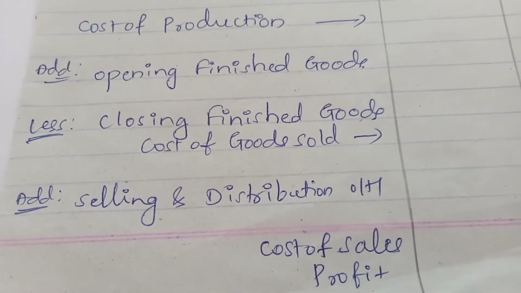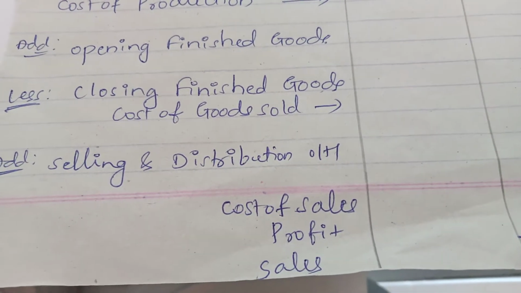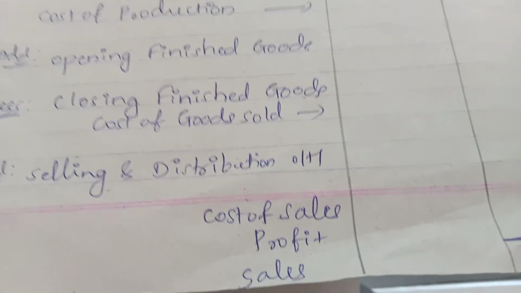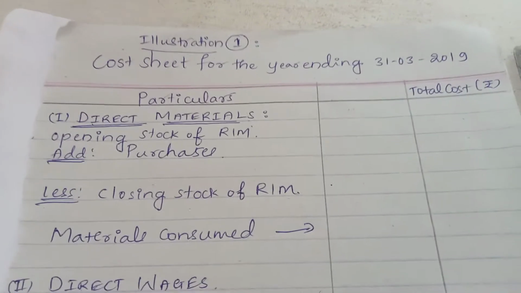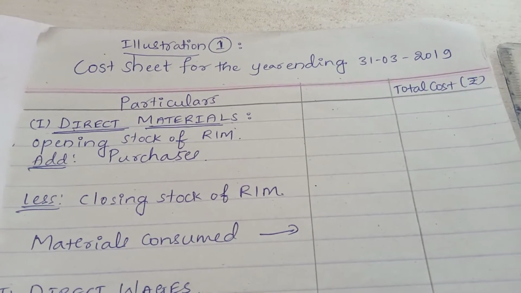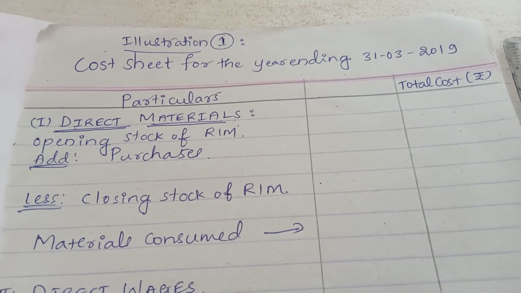To that we add the selling and distribution overhead, that gives us the total cost of sales. And when we deduct cost of sales from the sales, we will get the margin of profit. So this is the format that we must be ready with before we solve the problem on the preparation of the cost sheet.